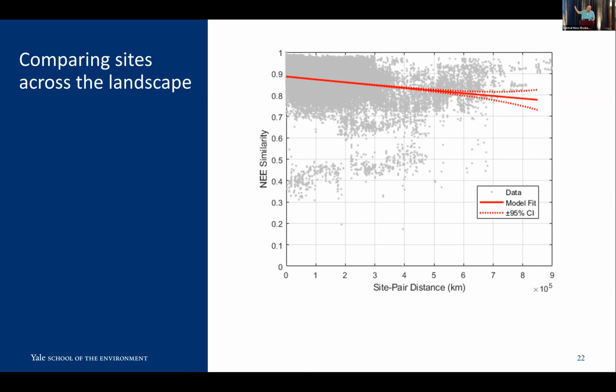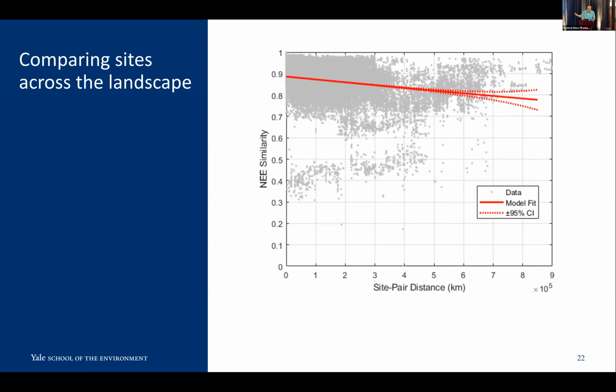What I've done here is just take those large numbers, hundreds or 200s, similar or dissimilar scores, and normalize it. So we have 0 is completely dissimilar, 1 is very similar. And again, this is all possible site pairs across the network. So we go from 400 and something sites to thousands, or tens of thousands, of potential site pairs. So it's a huge cloud of data.